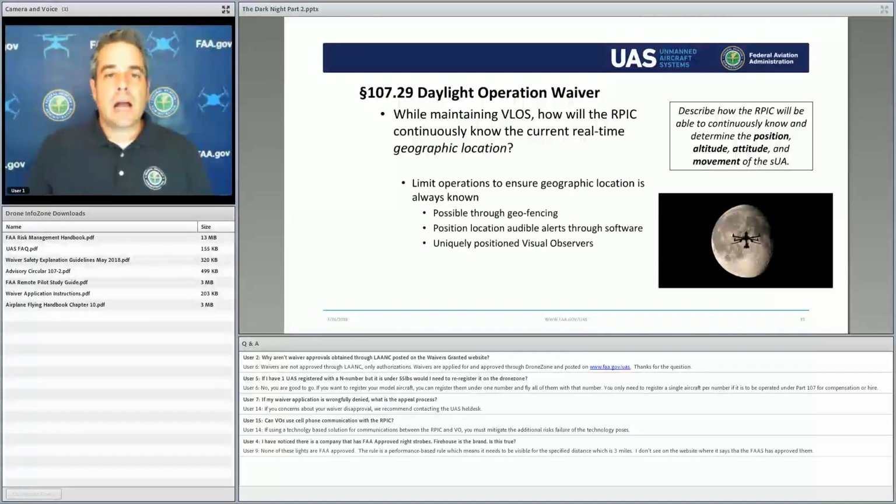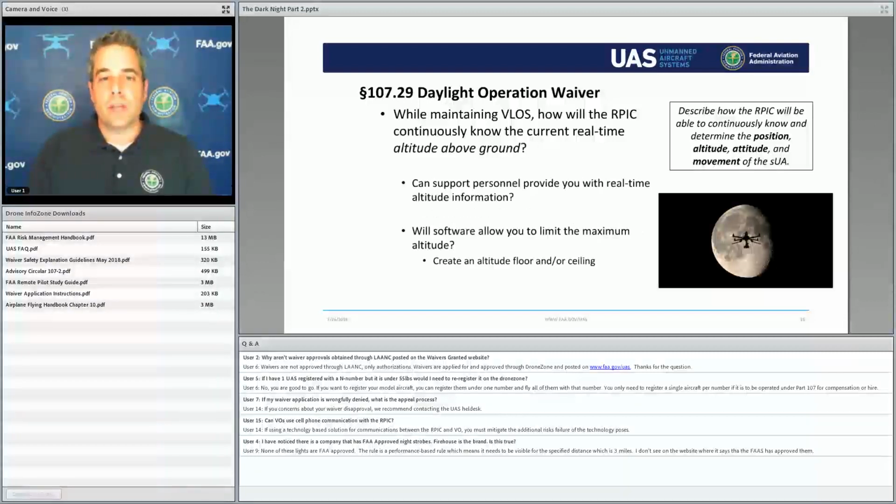So if you're flying at night, how are you going to know the real-time geographic location? Well, there are certain things you may be able to do. You can uniquely position your visual observers to help you ensure that it never leaves a certain mission operation area that you defined previously. You can use geofencing capabilities in your program. So if your software allows you to stop your aircraft from moving beyond a certain point, or if you can put a polygon directional control in there, how do you keep that from exceeding those parameters? That might be something that's capable on your aircraft that you'd want to let us know about so that you always know the geographic location.